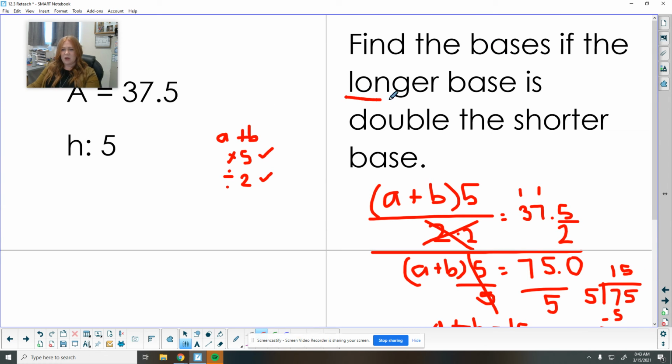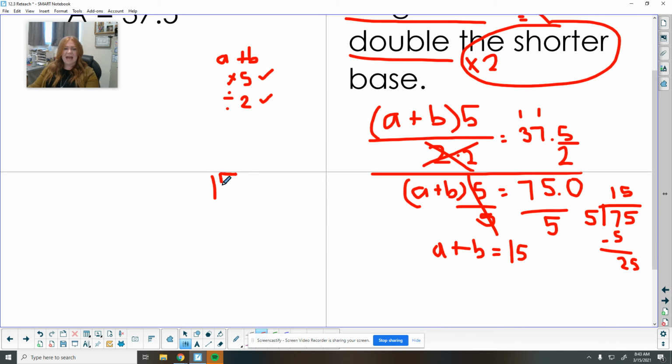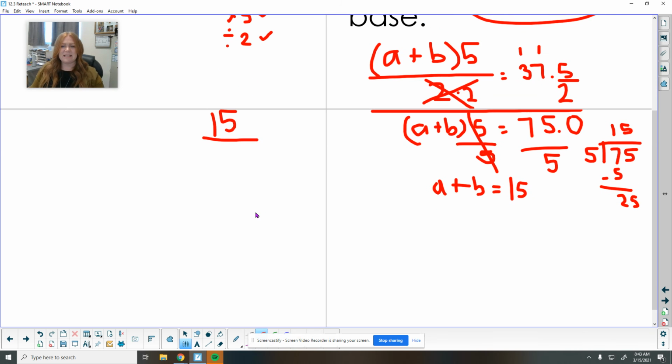So up here it tells us the longer base is double, or 2 times bigger than the shorter one. So if I take the shorter one and times it by 2, that will equal the longer base. So remember, we're adding A and B. Let's think of things that when we add together equal 15. I could do 1 and 14, but I know when I double 1, that does not equal 14. So it's not that one. 2 doubled is 4, but 2 plus 4 does not equal 15. 2 plus 13 equals 15, so it's not that one.